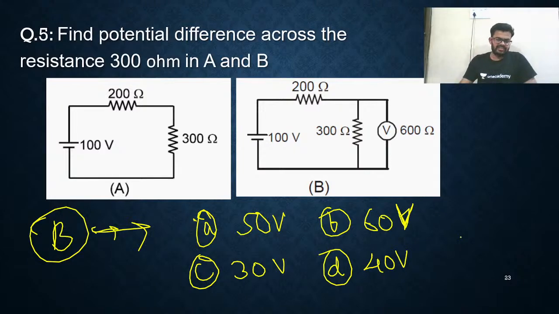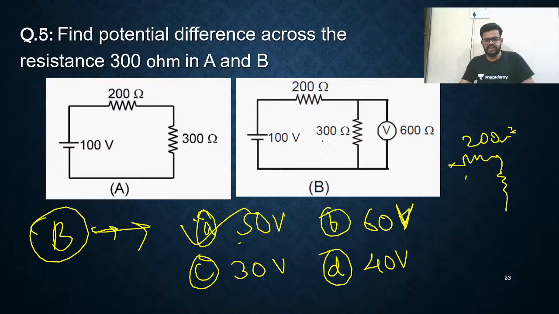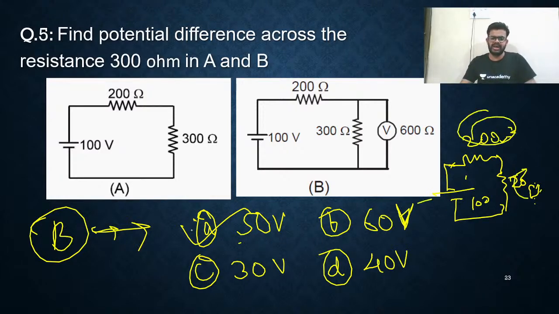Okay, Kushi gave the answer A. Very good, very fast, Kushi. You are correct. Simply speaking, this resistance is 200 ohm. Now the equivalent of these two resistances, 600 into 300 divided by 600 plus 300, is 200 ohm. It is connected with a 100 volt battery, so the 100 volt is divided equally, 50 volt each. The answer is 50 only. Very good.